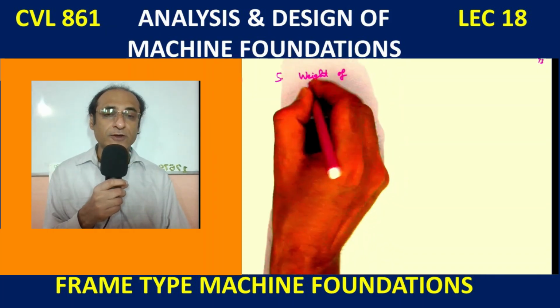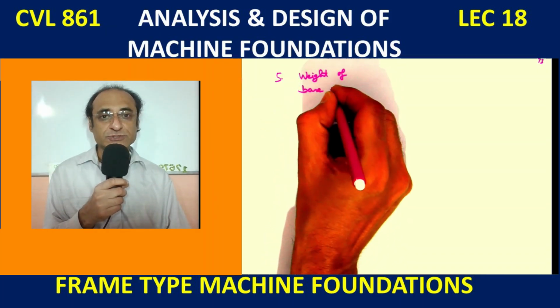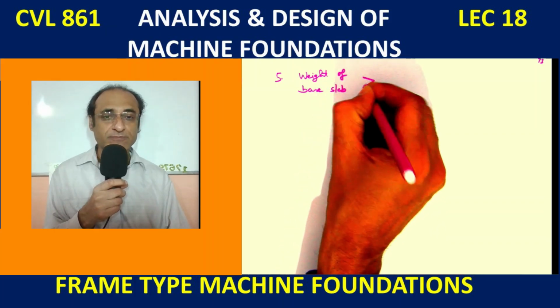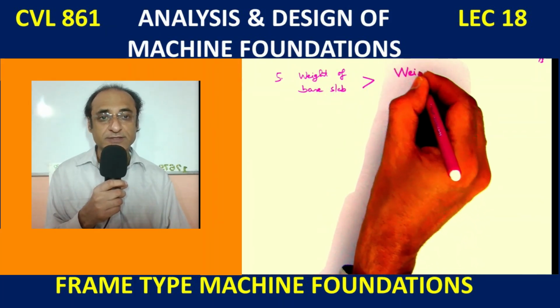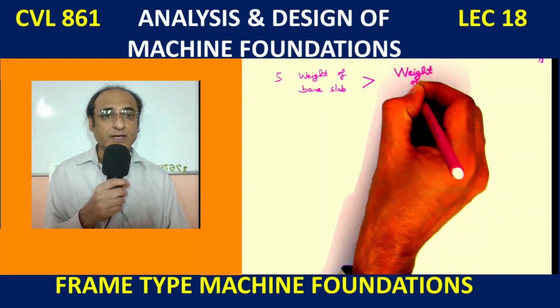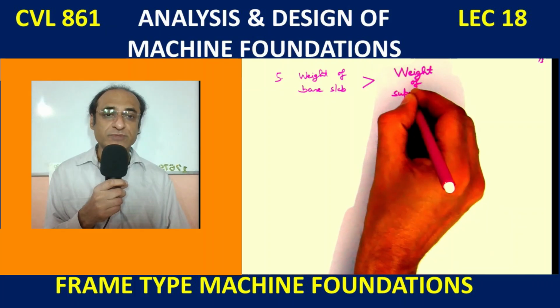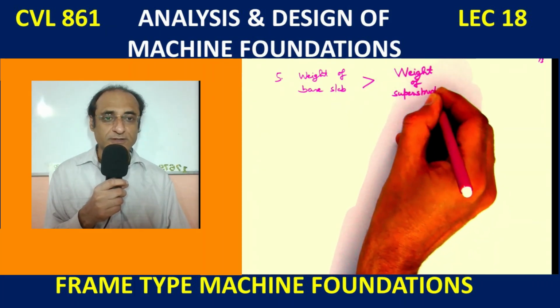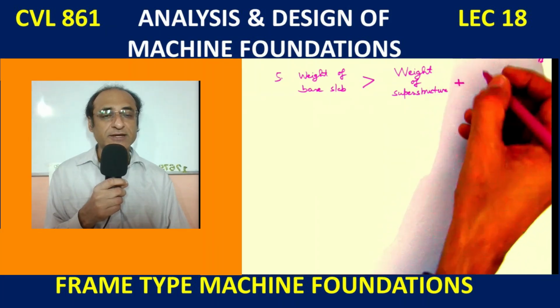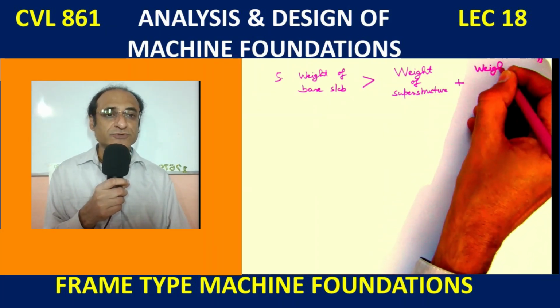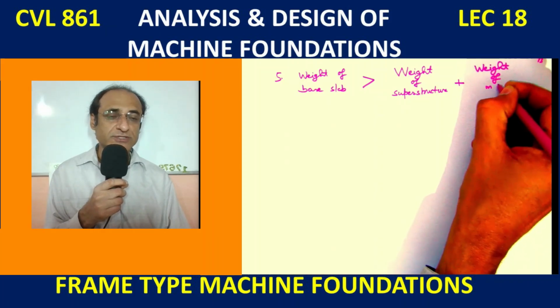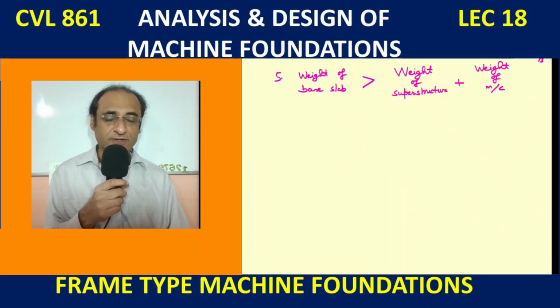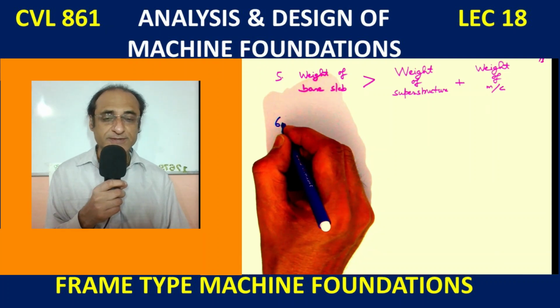Next is the weight. The slab should be very massive, so it's very important that the weight of the base slab should be higher than the weight of the superstructure combined with the weight of the machine. Again, this is so that the entire system is very massive. So we are countering the vibration forces with the high inertia of the base. These machines generate very high forces because the force is proportional to the square of the frequency.